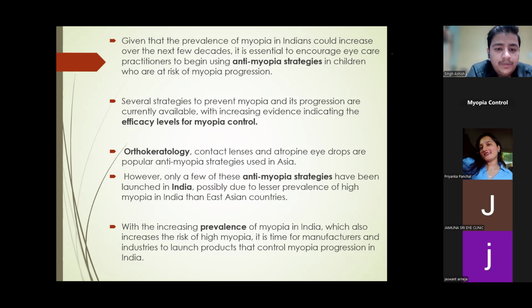Several strategies to prevent myopia and its progression are currently available, with increasing evidence indicating the efficacy levels for myopia control. Orthokeratology and contact lens anti-myopia strategies can be used with the increasing prevalence of myopia in India, which is also increasing the risk of high myopia. It is time for manufacturers and industry to launch products that control myopia progression in India, which are also cost efficient and can be used easily.